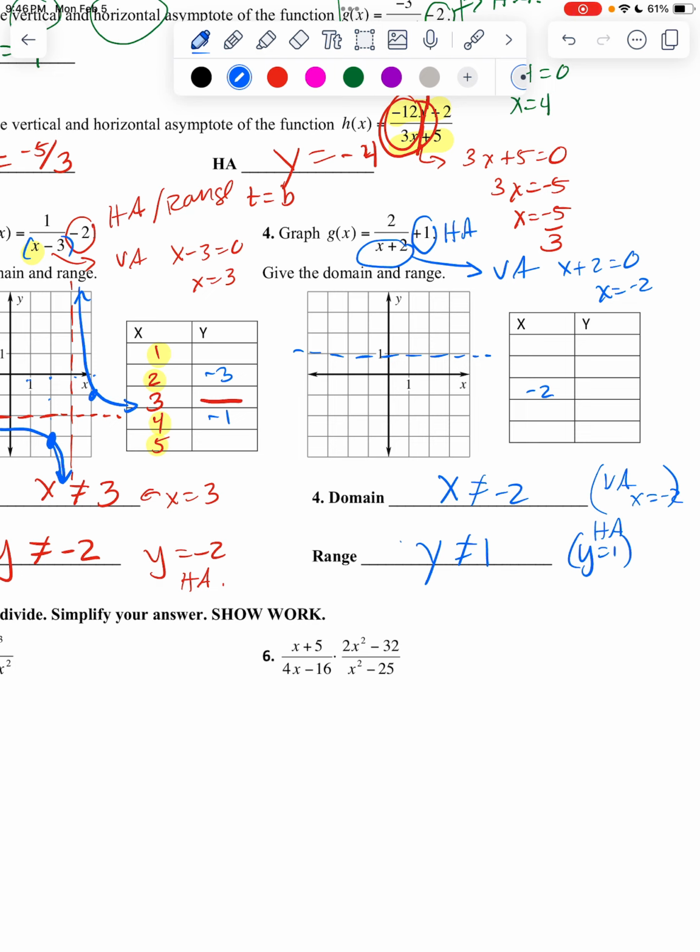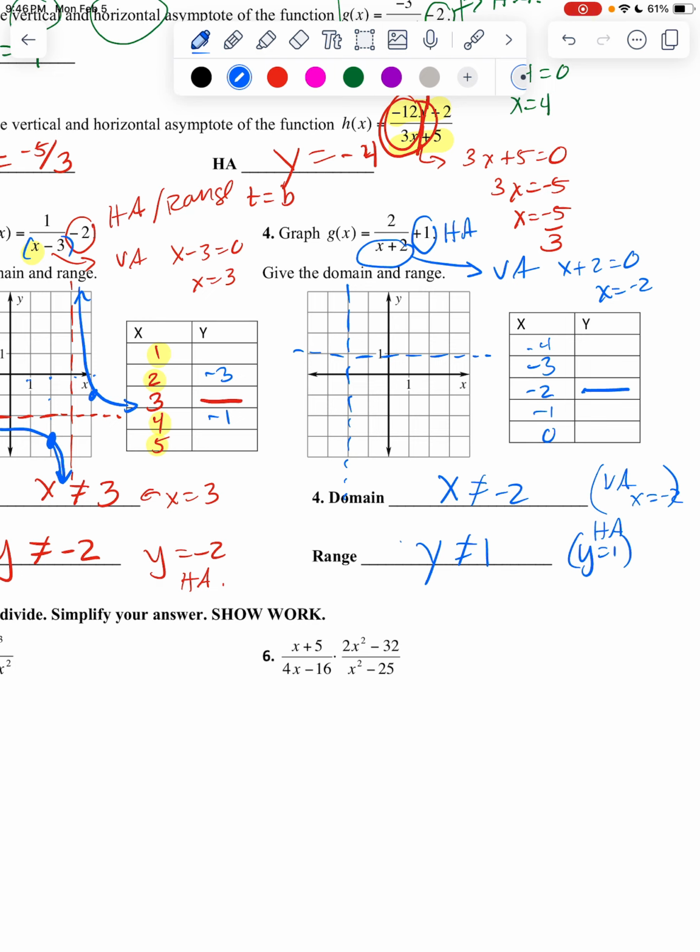Put it in the middle, number to the left, number to the right. You can do more if it makes you happy. You will not get an answer for that. Oh, I forgot to draw my vertical asymptote in. My vertical asymptote is at x equals -2, so it only crosses the x at -2.